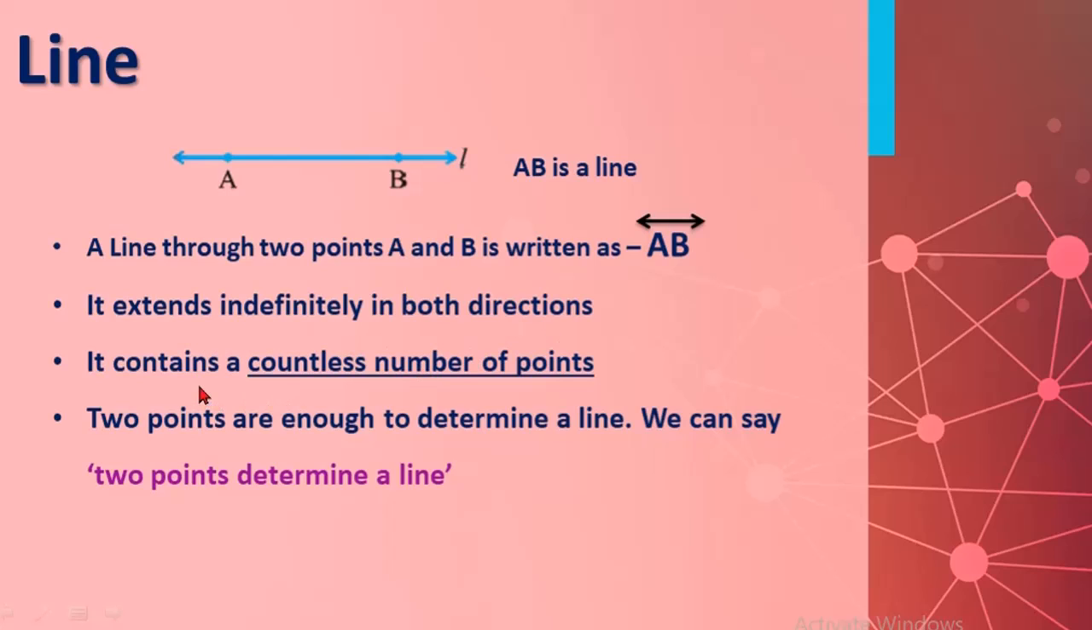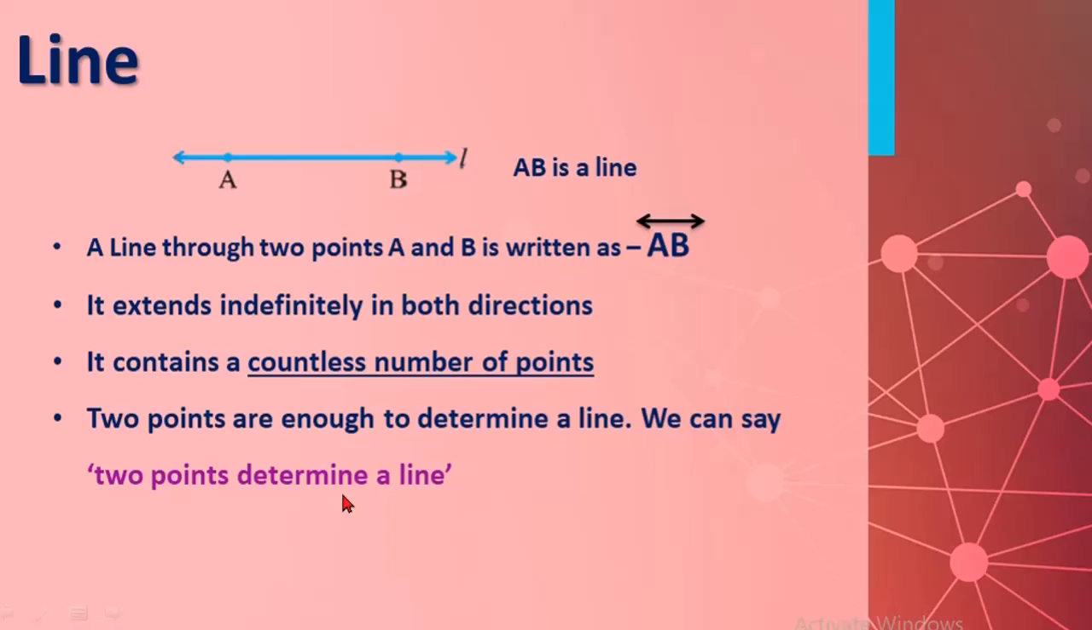It contains a countless number of points. Countless number of points means, as we have already known, any line segment contains a number of points. But in a line segment, as we are able to measure it, we can say there is a specific number of points, whereas the AB line, or any line, cannot be measured, hence there are a countless number of points. So two points are enough to determine a line. We can say two points determine a line.